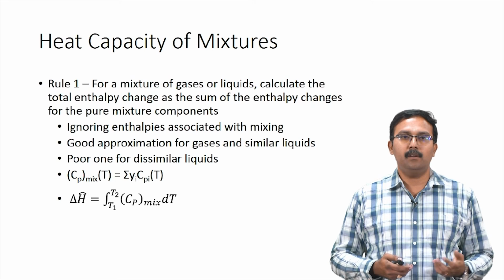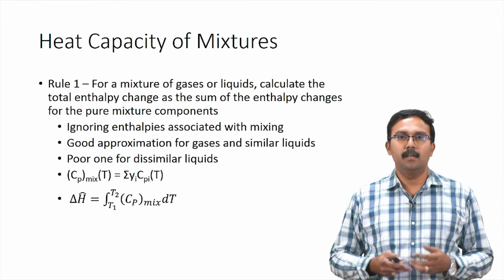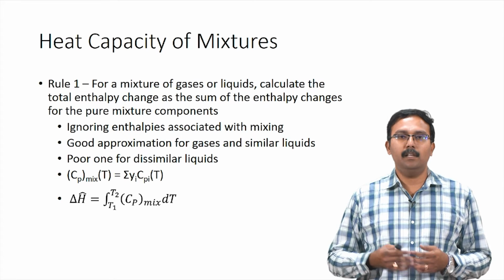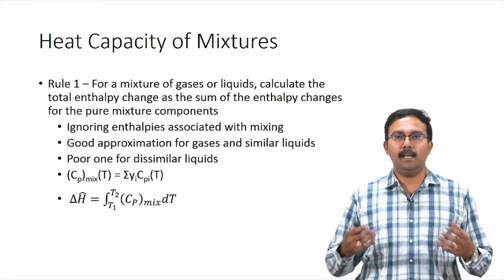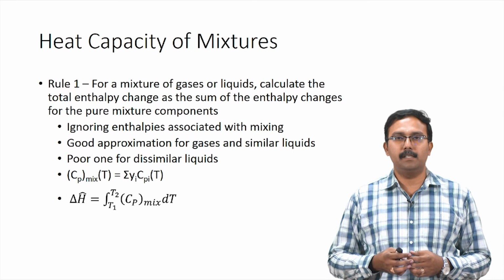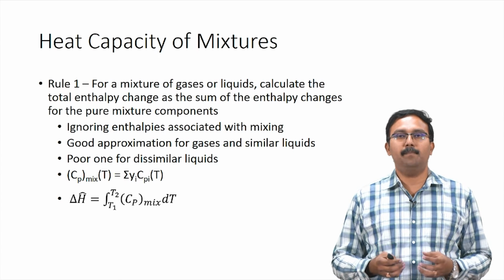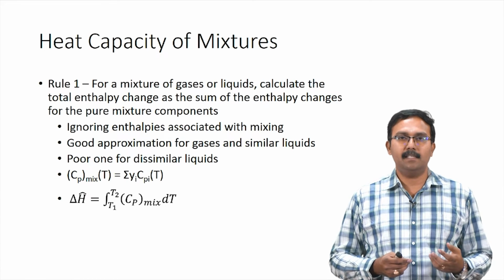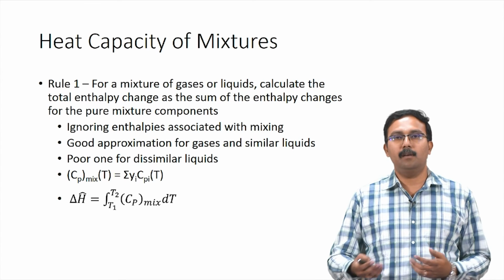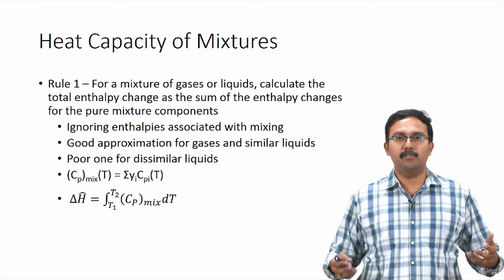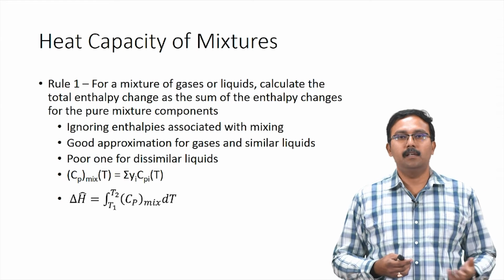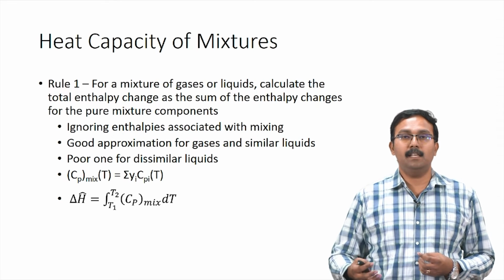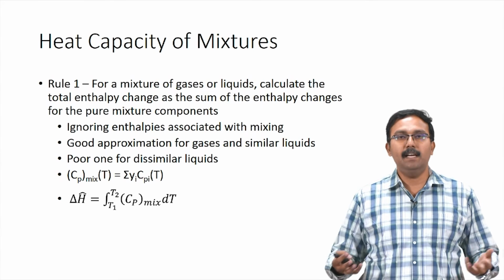So, we might have to calculate the heat capacity of mixtures. The rule for gases and liquids is that you can calculate the total enthalpy change as the summation of the enthalpy changes of the pure mixture components. This means that you are ignoring the enthalpy associated with mixing. This is a good approximation for gases and for similar liquids. For example, ethanol and methanol being mixed are similar liquids, so we do not have to account for the heat associated with mixing. If it is a process like mixing of water and sulfuric acid, these are very dissimilar liquids.